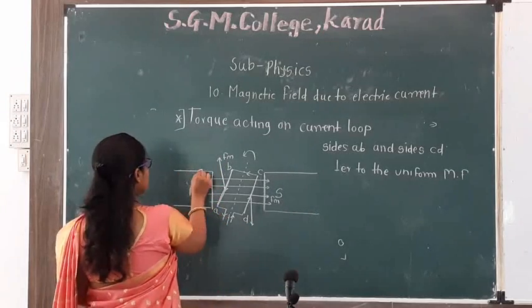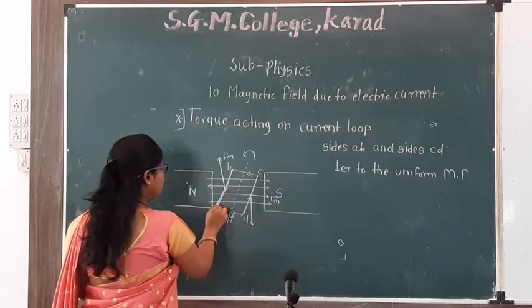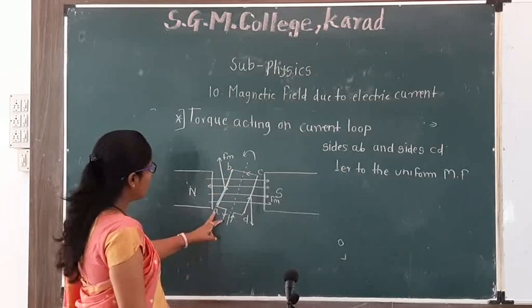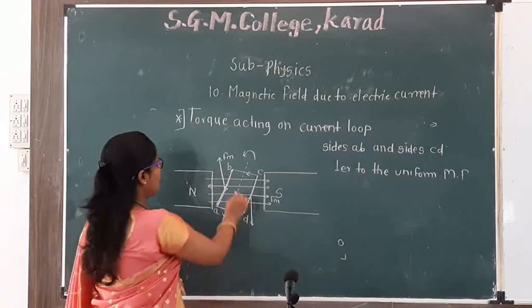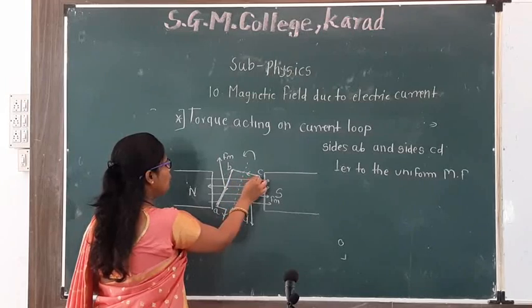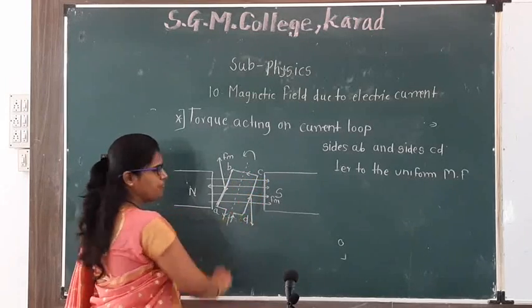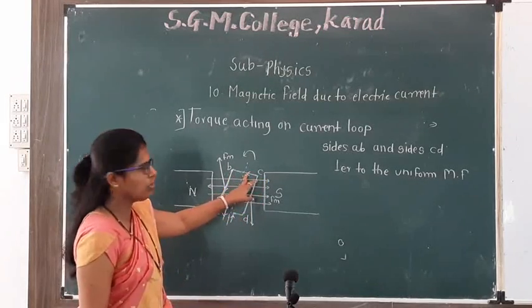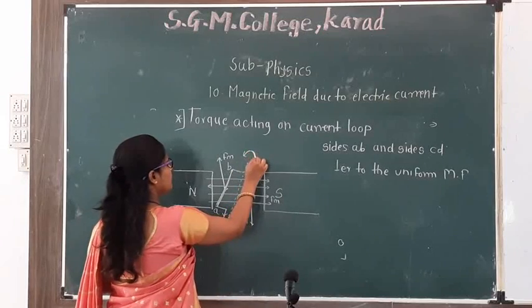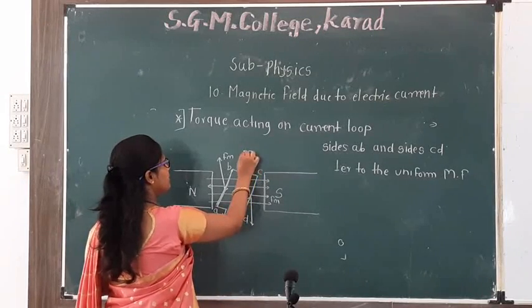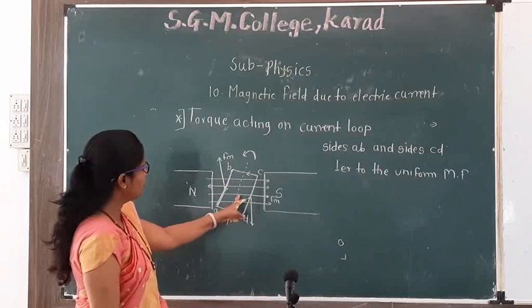Now this rectangular loop, ABCD, undergoes rotational motion. See here, this loop can be rotated like this, as the arrow shows here.